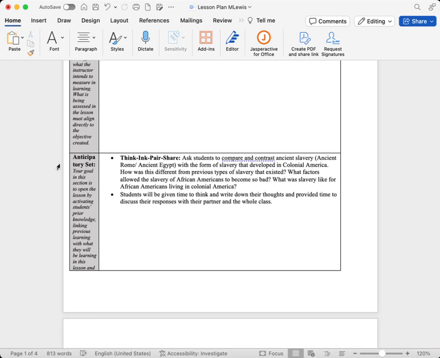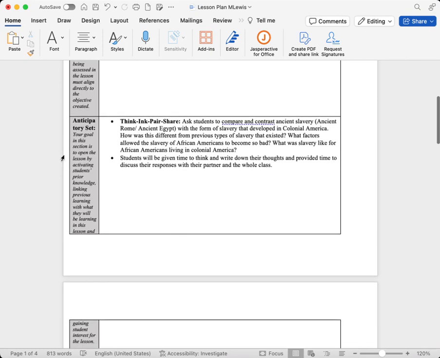And I will give students time to think and write down their thoughts and provide time for them to discuss their responses with their partner and then the entire class. Responses for this think, ink, pair, share should vary. We do have previous readings before, so they can pull from that. And then a lot of them may not be aware of what slavery was like for African Americans living in colonial America, specifically from their perspective. And that's really what this lesson is focusing on today.